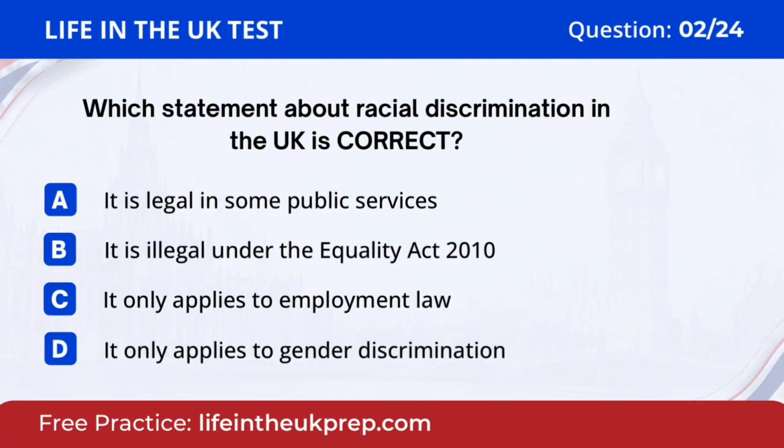Question 2. Which statement about racial discrimination in the UK is correct? A. It is legal in some public services. B. It is illegal under the Equality Act 2010. C. It only applies to employment law. D. It only applies to gender discrimination. The answer is B. It is illegal under the Equality Act 2010.